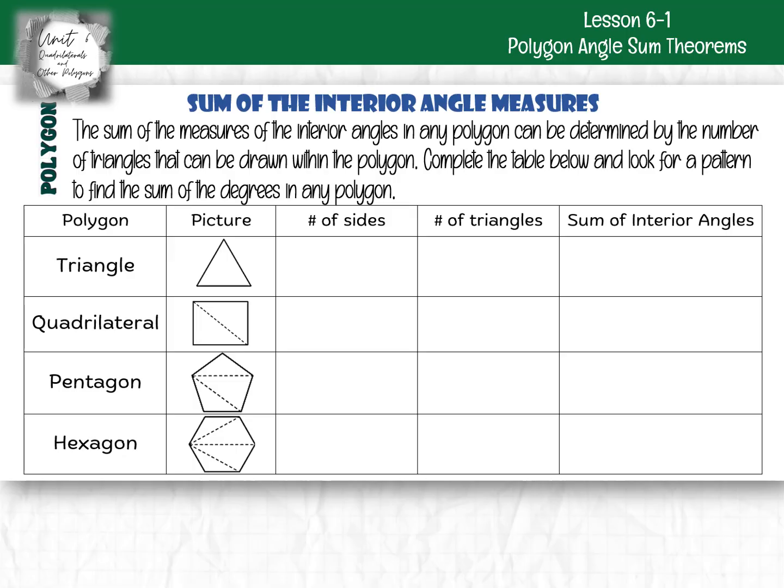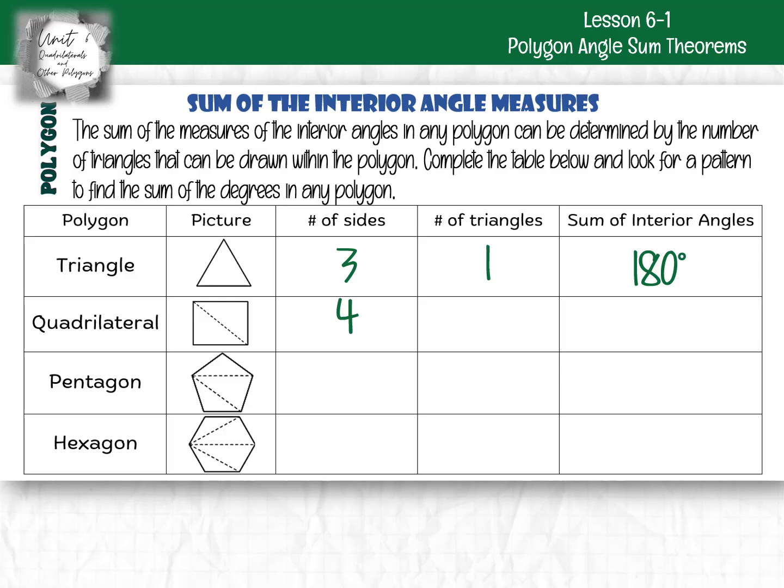The sum of the measures of the interior angles in any polygon can be determined by the number of triangles that can be drawn within the polygon. Complete the table below and look for a pattern to find the sum of the degrees of any polygon. So a triangle, we already know a triangle has 3 sides, 1 triangle, and the sum of the interior angles is 180 degrees. We've used that for a long time now. Everything from day one's fair game.